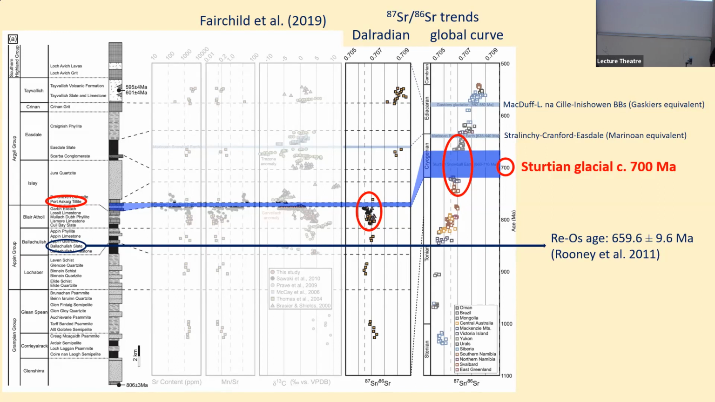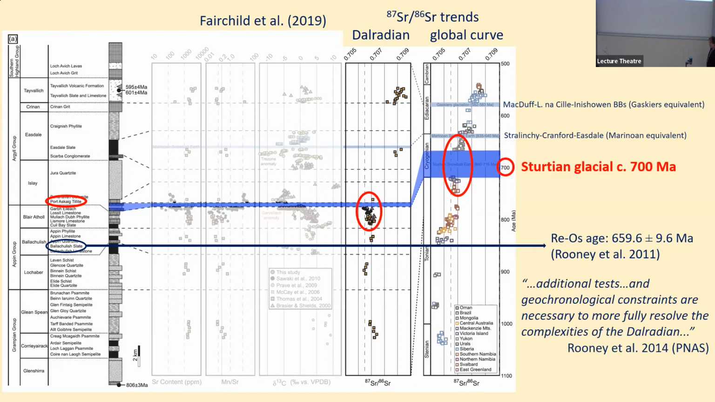Well, we don't have to, because the authors that published that age, a few years later, by looking at units around the world, published this in their PNAS paper: "Additional tests in geochronological constraints are necessary to more fully resolve the complexities of the Dalradian." A very, very nice way of saying we doubt that age.